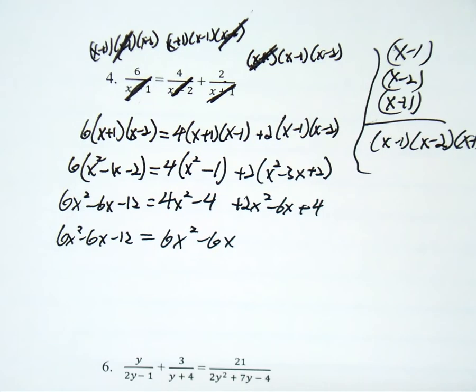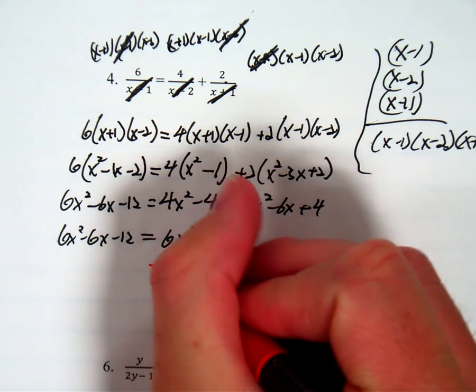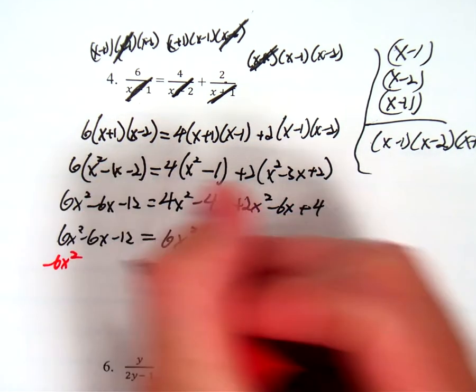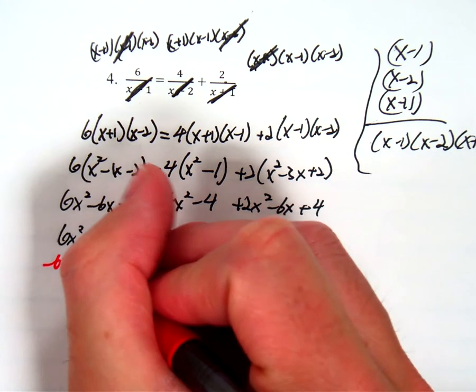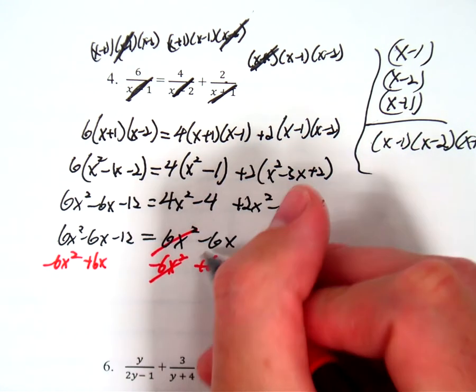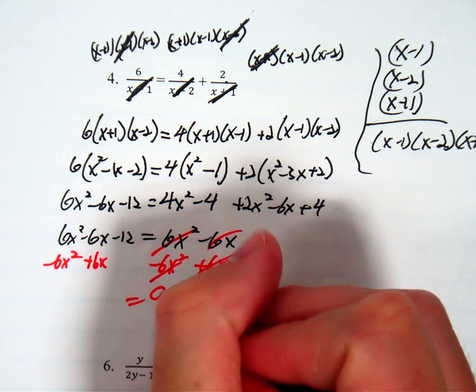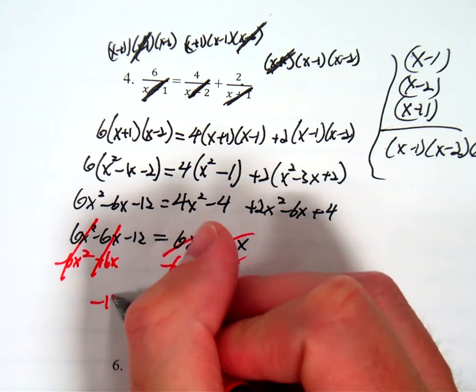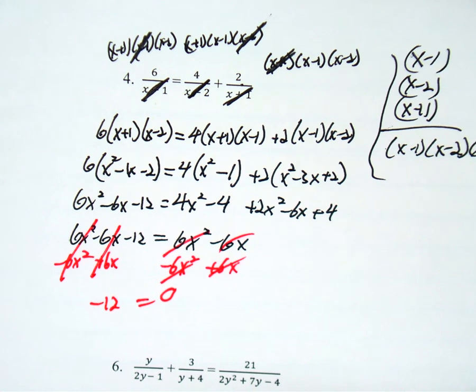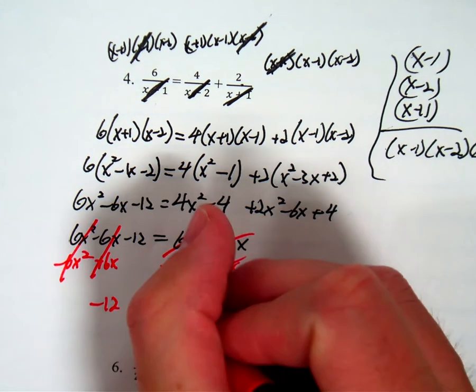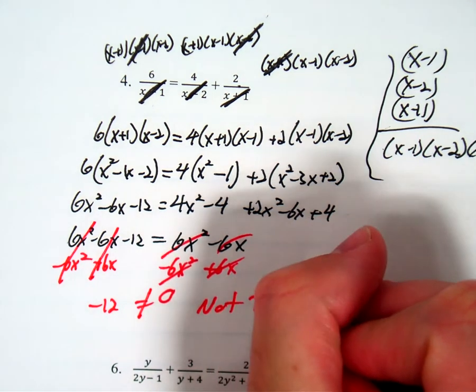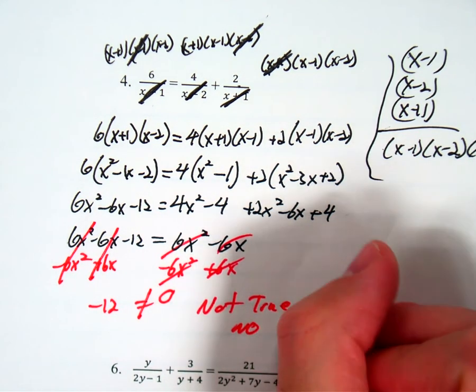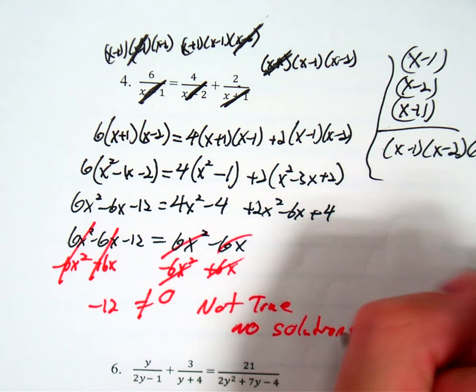That cancels out. Okay, let's get everything on the same side. Let's move everything over here. We're looking to factor and solve. Minus 6x squared. Plus 6x plus 6x. You guys see that? Boom, boom, boom, boom. So we got equals 0 on the right. What do we have left over here? Cancel. Cancel. Negative 12? Does negative 12 equal 0? Nope, not true. No solutions.